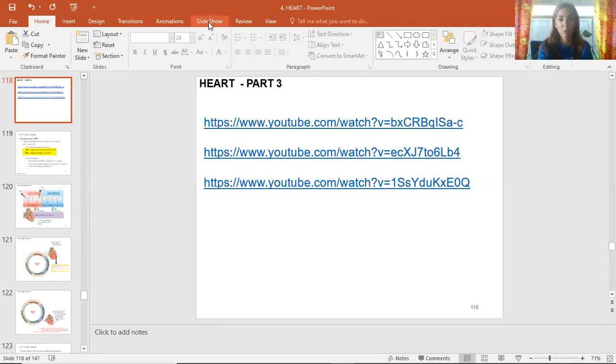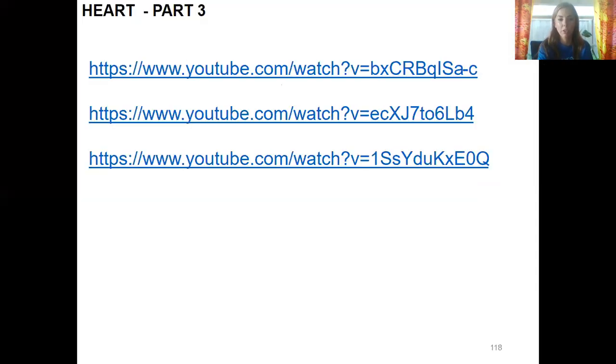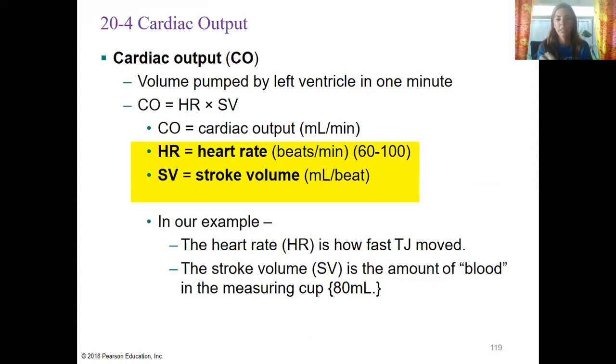a particular formula that you are going to want to remember. This formula is CO equals HR times SV. That stands for heart rate times stroke volume. And those two things are going to be multiplied together to give us what we refer to as cardiac output. This is the volume that gets pumped out by the left ventricle in 1 minute.